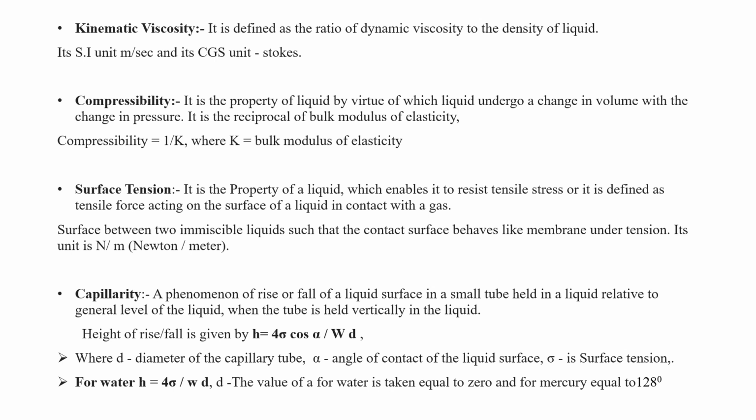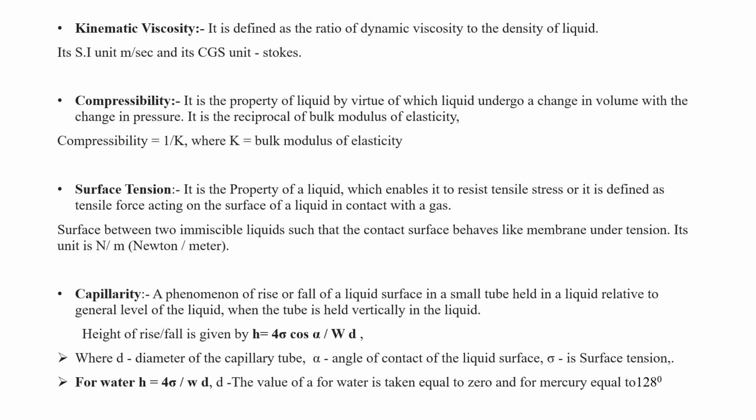Kinematic viscosity. It is defined as the ratio of dynamic viscosity to the density of liquid. The SI unit is meter squared per second, and the CGS unit for kinematic viscosity is Stokes.